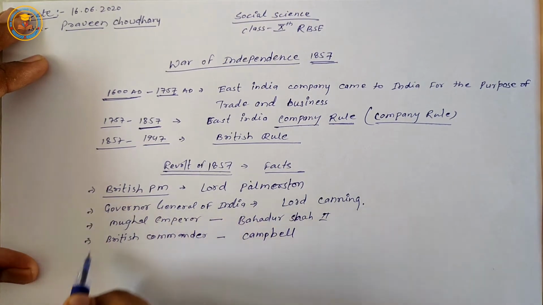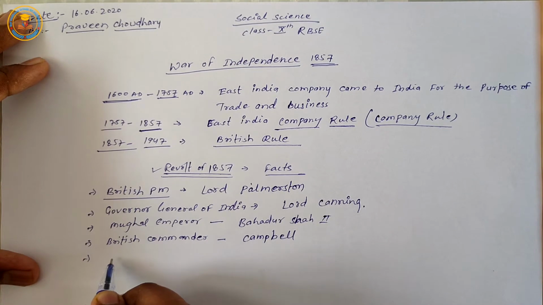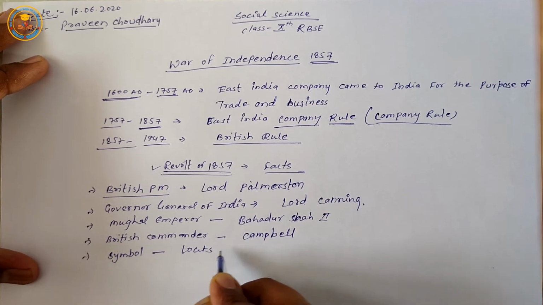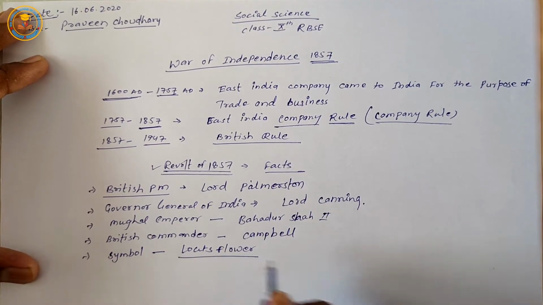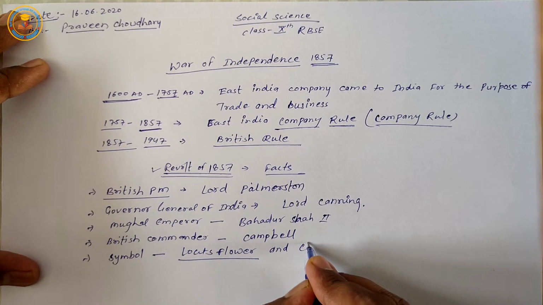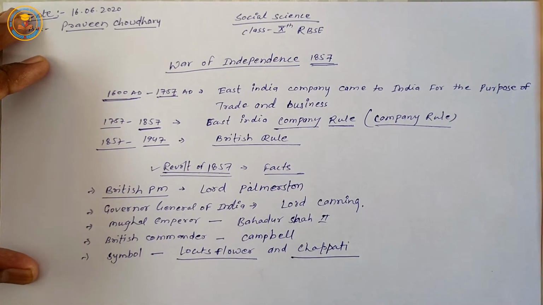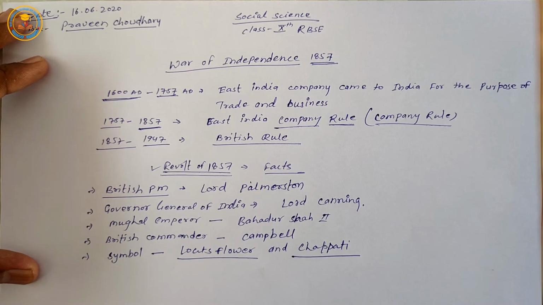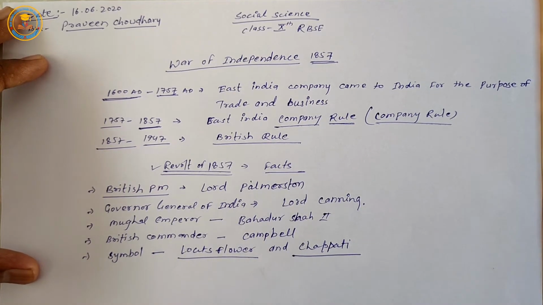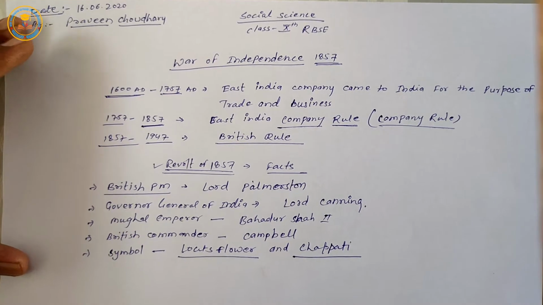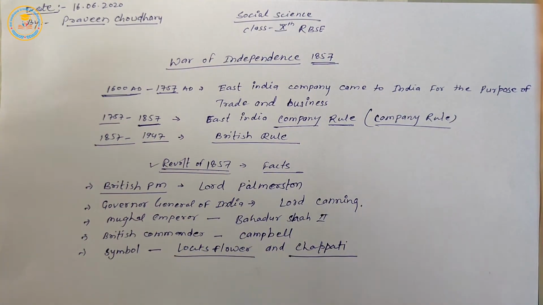The symbol of the revolt of 1857 was the lotus flower for the soldiers, and chapati for the common people. This revolt was the first major united revolt against the British East India Company, or colonial rule, in India.